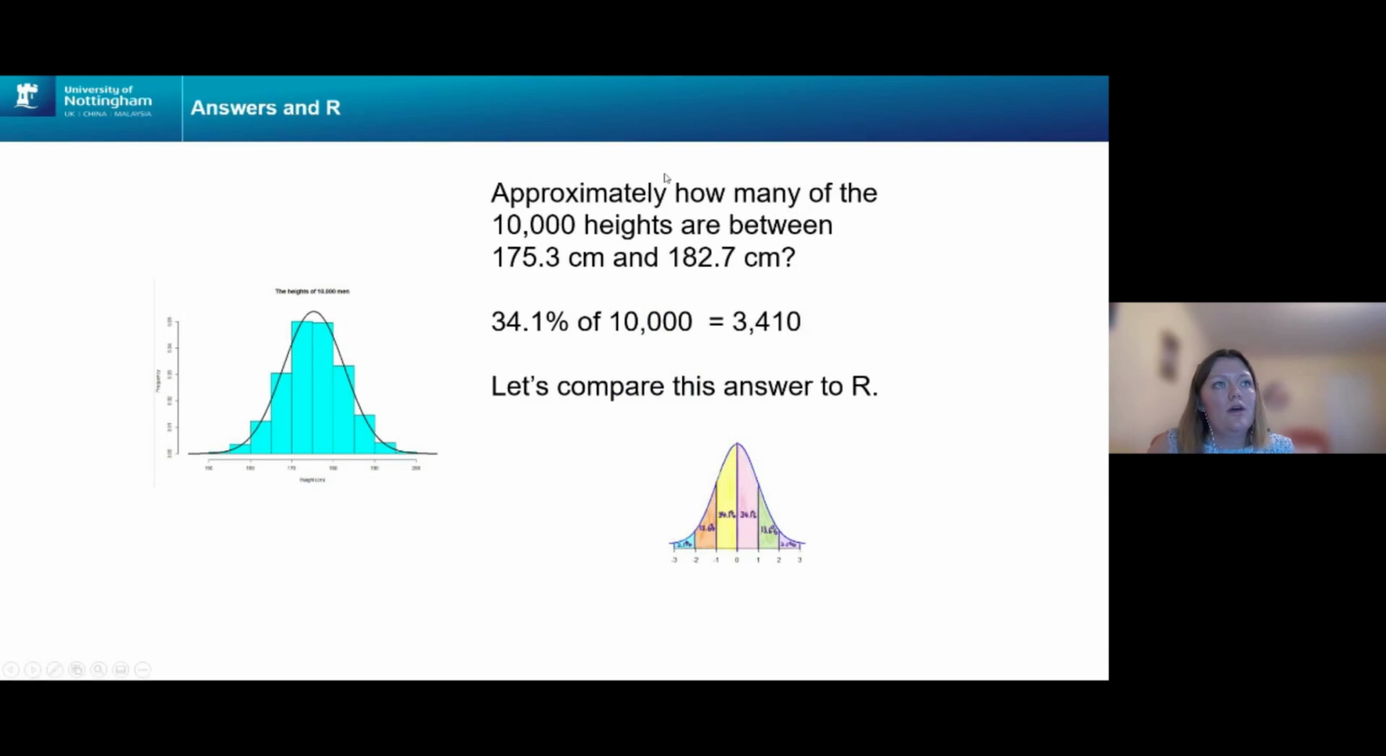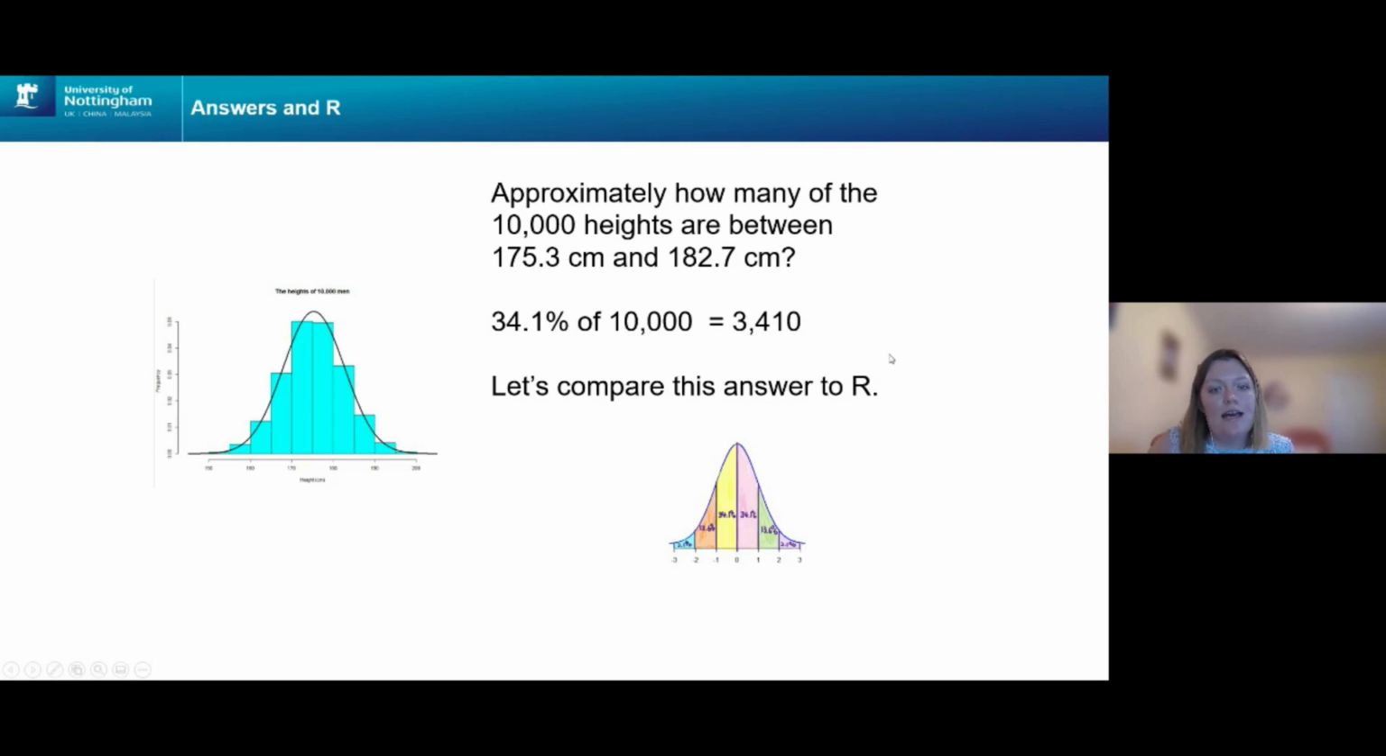So approximately how many of, well, if we look at the diagram, we know that the mean is actually 175.3, so this will be where this peak is here, and the standard deviation is 7.4, so 7.4 added on to 175.3 will be 182.7. So we would expect that these values would lie in this pink region, because it's 1 standard deviation away from the mean, which is 34.1% of 10,000, which is 3,410.